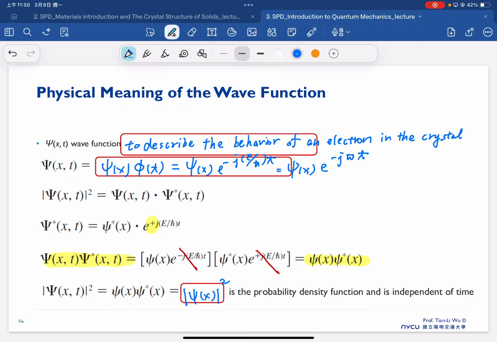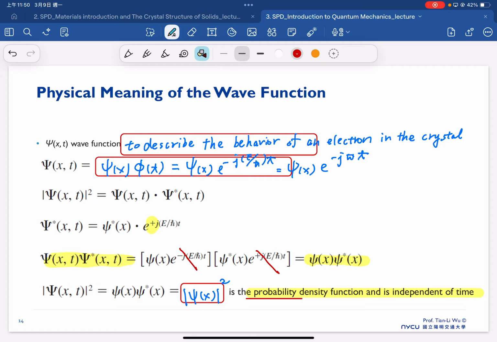And of course, this equation is still a little bit vague. It's difficult to understand, but the meaning of this result indicates the probability density function, and it is independent of the time. So the most important information is that now we try to understand the wave equation, but in the end lead to the conclusion that this is related to our probability. And then also it's independent of the time, and it's only location dependent.